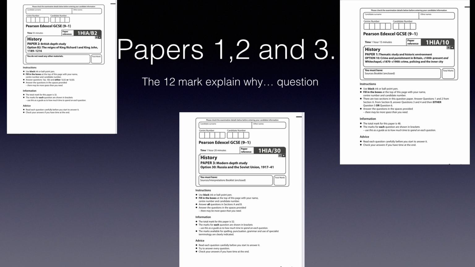Now on the different papers, it might be focusing on different things, but you're looking for the reasons for something, and the high marks available are for your explanation. So about half your paragraph should be explanation, and later on we're going to talk about how you can do that.